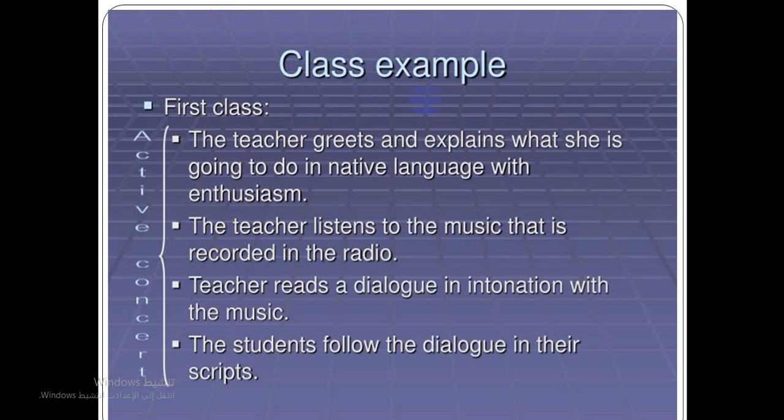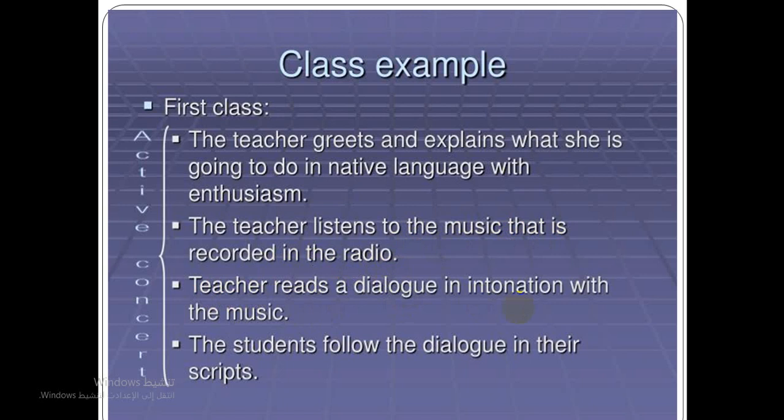Here we have a class example using the four stages of Suggestopedia. In the first class, the teacher greets and explains what she is going to do in the native language with enthusiasm. After that, the teacher listens to the music that is recorded on the radio. Then the teacher reads a dialogue in intonation with the music. After that, the students follow the dialogue in their scripts.